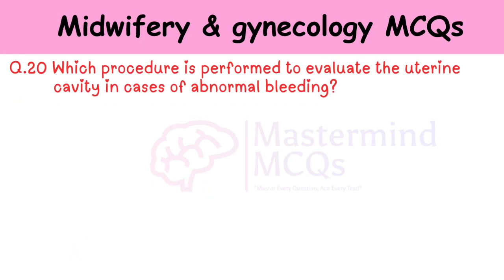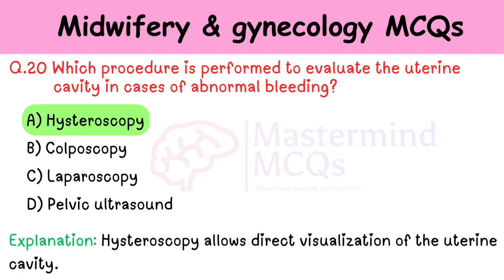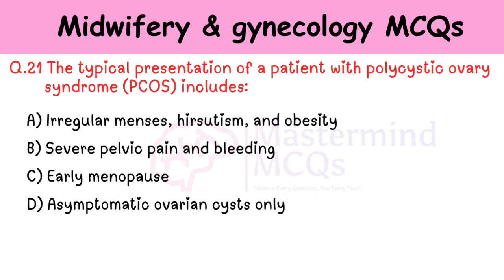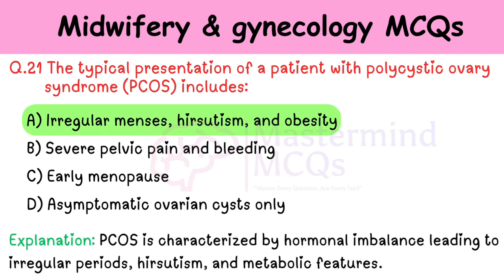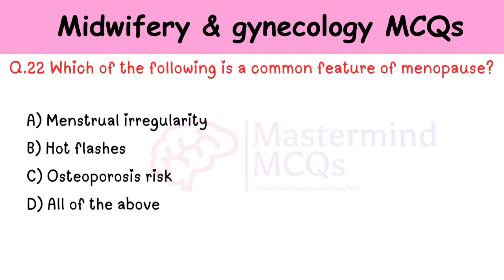Which procedure is performed to evaluate the uterine cavity in cases of abnormal bleeding? A. Hysteroscopy. The typical presentation of a patient with polycystic ovary syndrome, PCOS, includes A. Irregular menses, hirsutism, and obesity. Which of the following is a common feature of menopause? D. All of the above.